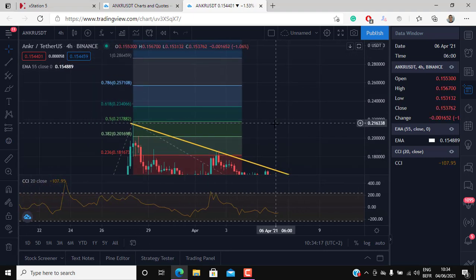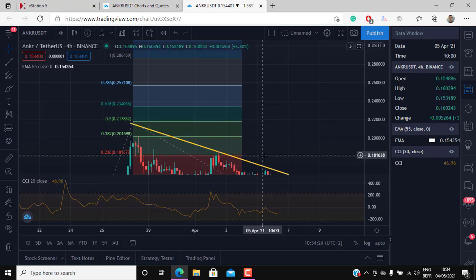As for the next target, as you can see right now, we do have two resistances. We have this resistance here, the recent highs of 0.18, which we could take easily. However, the most difficult one to take is going to be the area of 0.21. The level of 0.21 is a very strong area to look for.